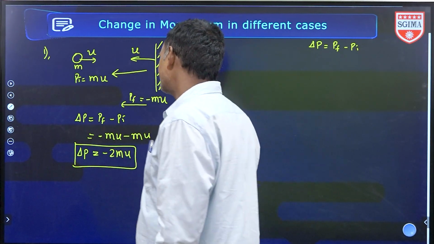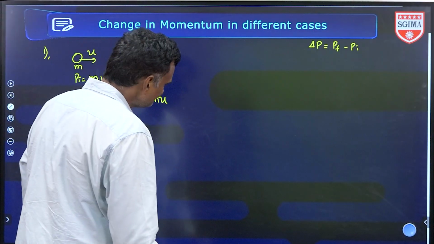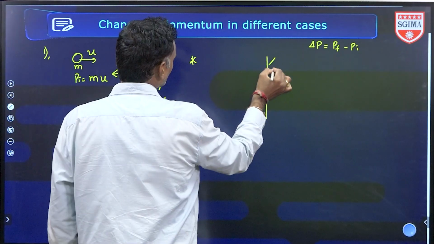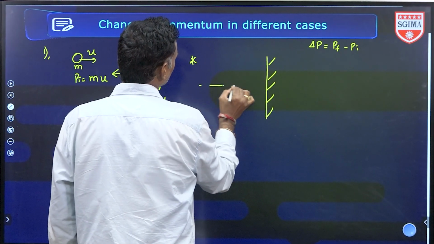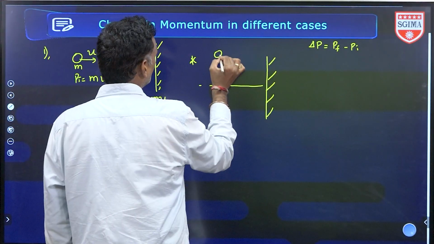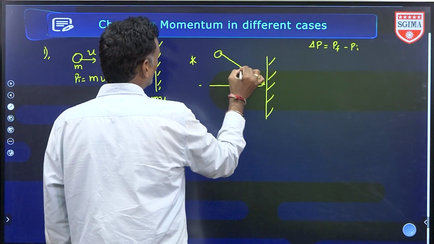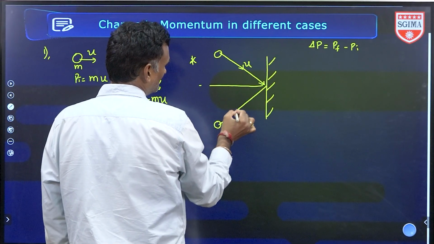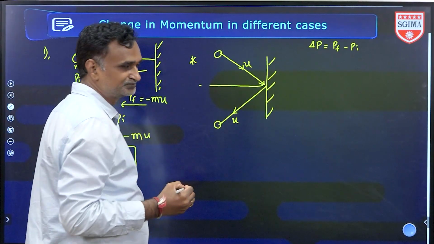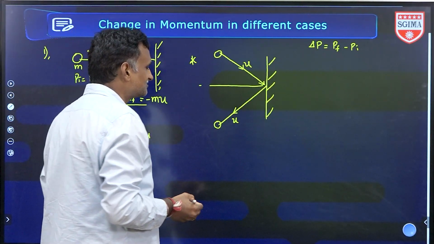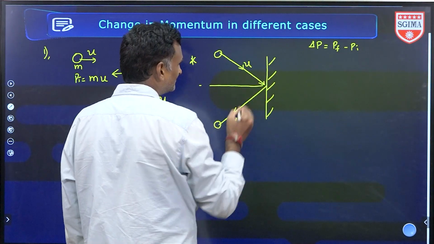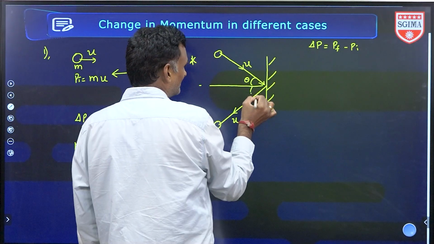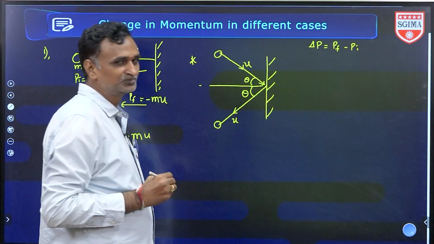Okay, so now let us see one more case. Here it is the ball, and it is going to strike the wall, moving with a speed u, suppose, and it rebounds with the same speed. Here two conditions will be there: angle with the normal, and angle with the wall. Suppose I take the angle with the normal as theta, and with the same angle it rebounds.